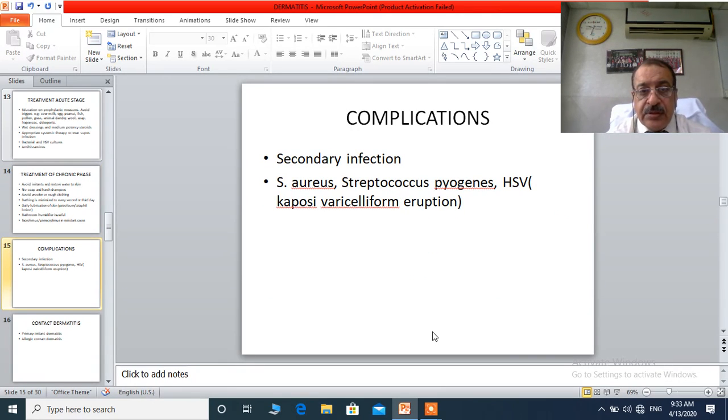The complications of the illness are secondary infections, particularly the infection by Staph aureus, Streptococcus pyogenes, herpes simplex virus. The herpes simplex virus infection can lead to Kaposi varicelliform eruption in these children. In addition to the bacterial infections, they can have fungal infections as well.